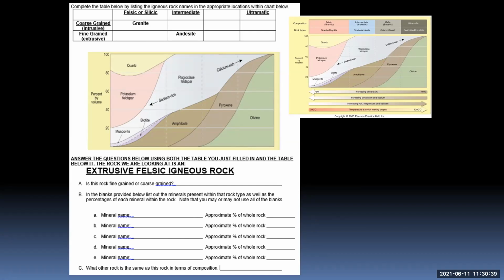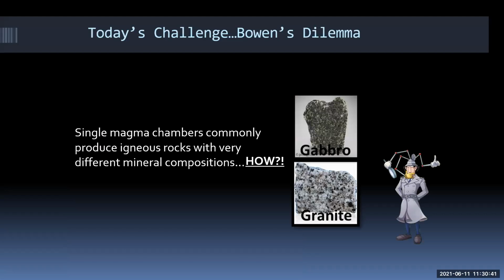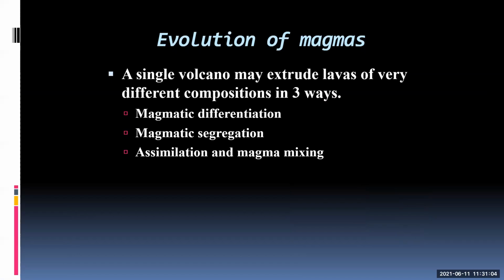Awesome. All right. So then moving forward, let's continue with thinking about Bowen's dilemma. That is the second part of that dilemma, that a single magma chamber, a single set of ingredients can produce both a gabbro and a granite. What on earth? How is that possible? Same ingredients. Why are we producing these different things? Well, that's because magma chambers go through their own evolution. A single volcano, a single magma chamber may produce different rocks, different lavas in 3 different processes.